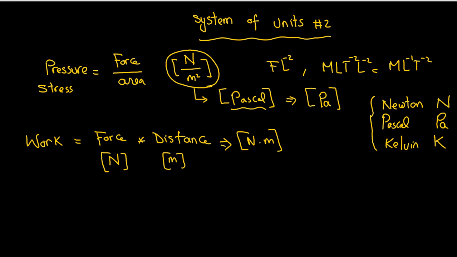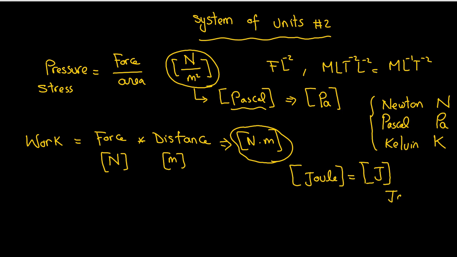Then a new scientist name came up that combined the multiplication of Newton times meter, force times distance. We call that actually what? We call that joule. And that's a name of scientist. So when we write the unit, you can just write J capital. So we can actually add joule to this list here.